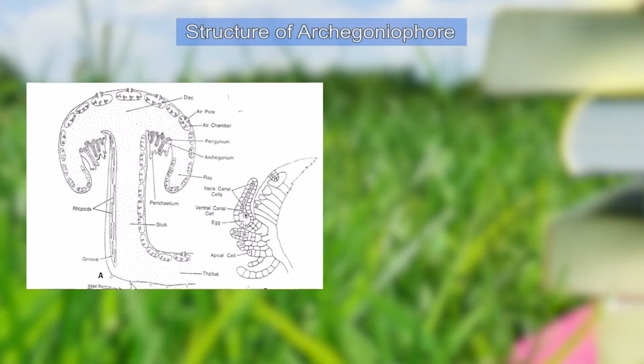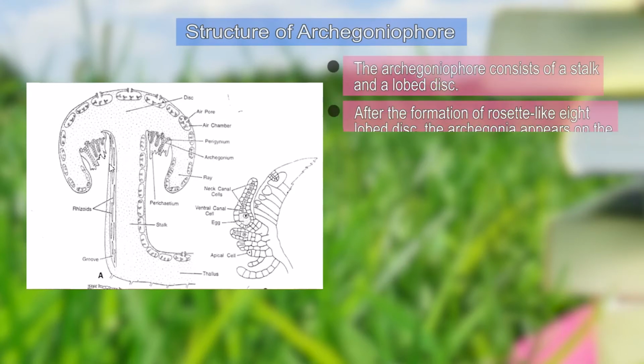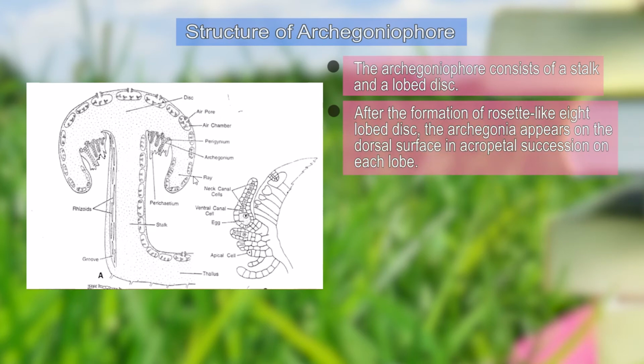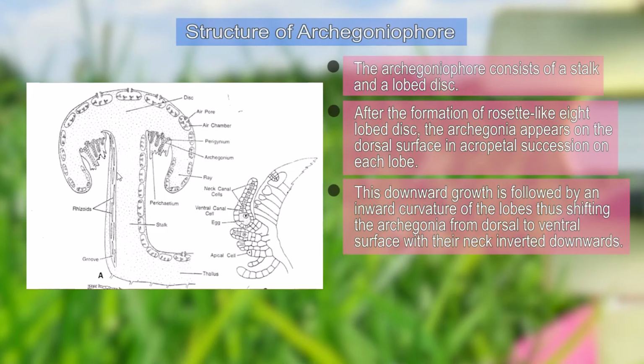Archegoniophore is the gametophore carrying the archegonia. As we can see in the diagram, the archegoniophore consists of a stalk and a lobed disc. After the formation of a rosette-like 8-lobed disc, the archegonia appear on the dorsal surface in acropetal succession on each lobe. This downward growth is followed by the inward curvature of the lobes, thus shifting the archegonia from the dorsal to the ventral surface with their necks inverted downwards.